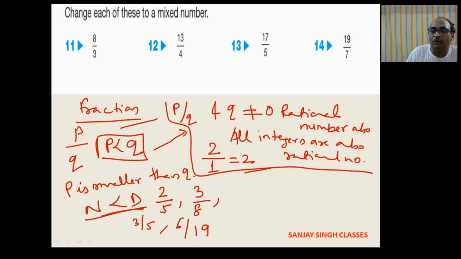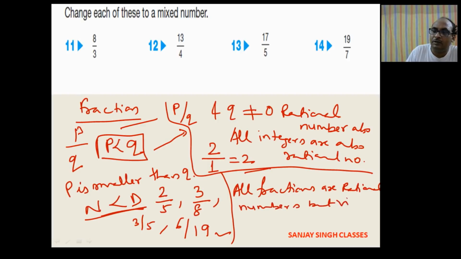So in this way, what have we found? We have found that the numerator part is always smaller than the denominator. Whereas in rational numbers, all these fractions are rational numbers, of course, but all rational numbers are not fractions. This is the thing we need to understand. All fractions are rational numbers.